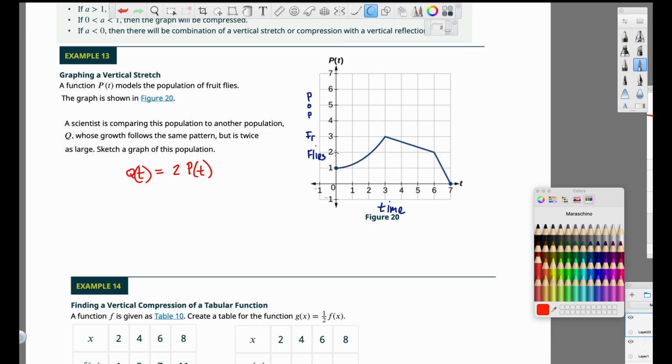So if this is at 1, we're going to double that to 2. Right here, this one is at 3. We're going to double that to 6. This output right here at time 6 was at 2. We're going to double that to 4. And then right here at 0, double 0 is just 0. And now I'm just going to try to fit this curve in at these points. And there is our graph. Okay, so this is Q of t. And this original one right here was P of t, right?